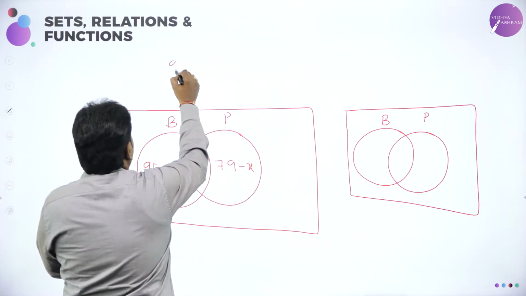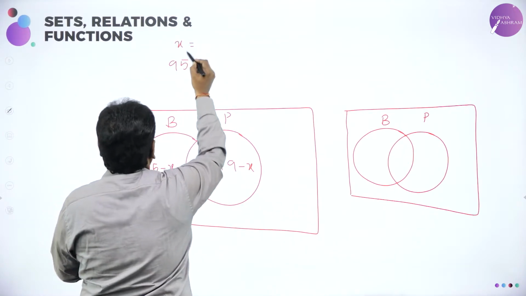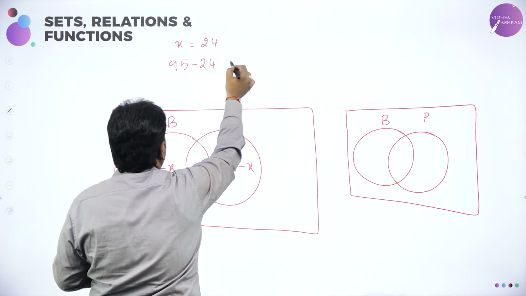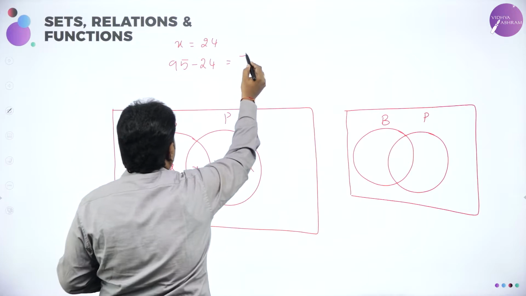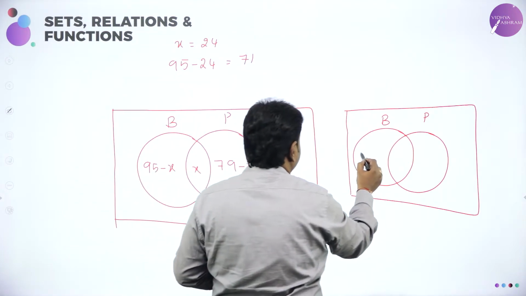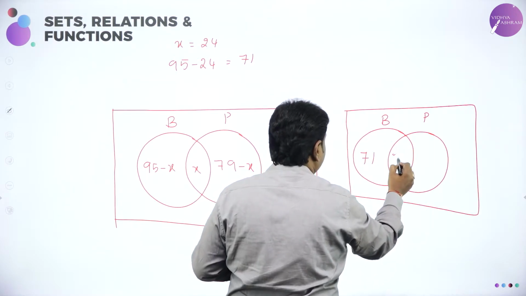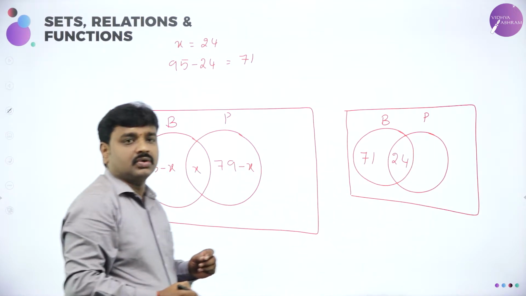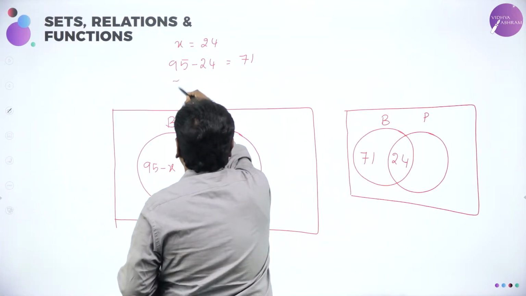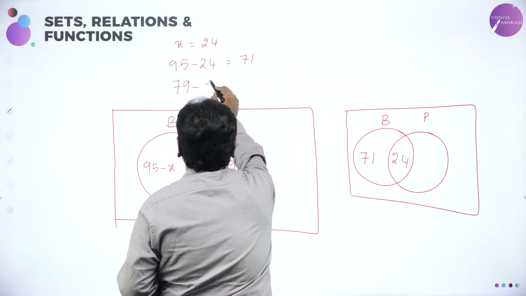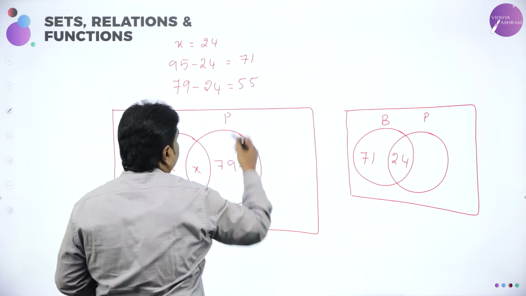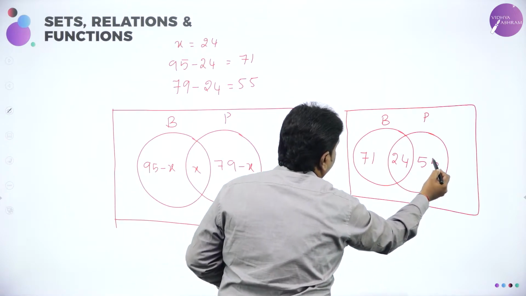So what is 95 minus x? What is the x value we got in the last case? After solving we got x as 24, 95 minus 24, so 71 people. So here I'll write 71, and x is 24, and P. What is P? 79 minus x. So 79 minus what is x? 24. In 79 I'll remove 24, so it will become 55. So this is the perfect Venn diagram.